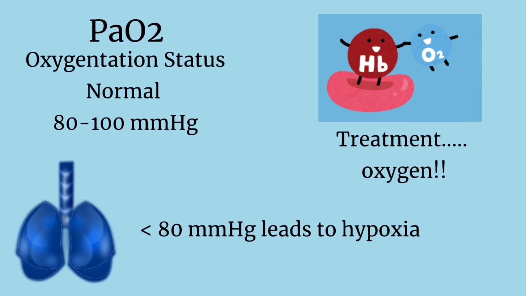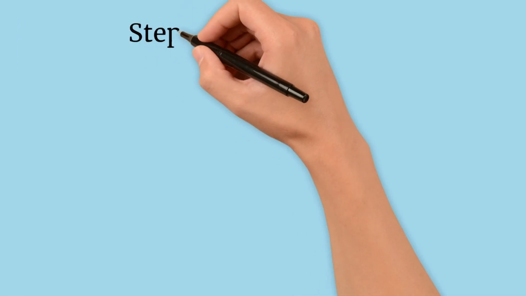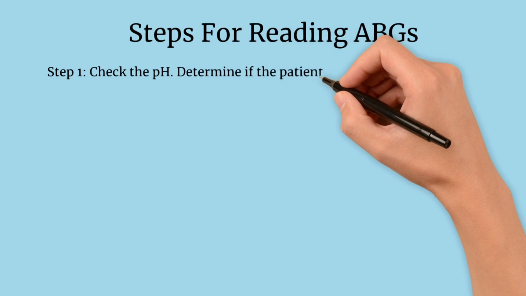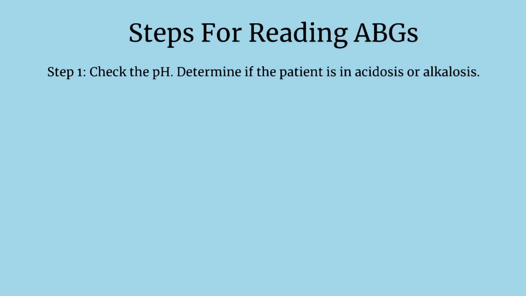All right, so let's break down the steps of ABGs. Step 1, we're going to check the pH. We're going to determine if the patient is in acidosis or alkalosis. So if our pH is less than 7.35, we're going to be acidotic. And if our pH is greater than 7.45, we're going to be alkalotic because we're outside the normal range.